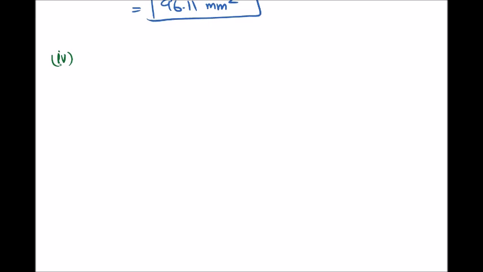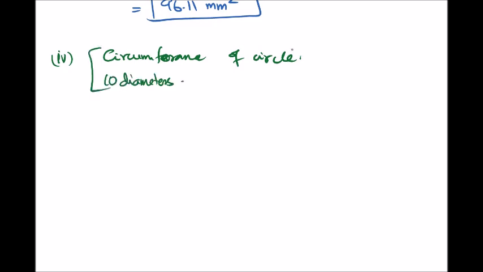In the fourth question, find the total length of silver wire used. So for that, we need to find the circumference of the circle, and 5 diameters are drawn. That is each equal to the diameter of the circle. So 10 diameters. Add these two, we will get the total wire length.